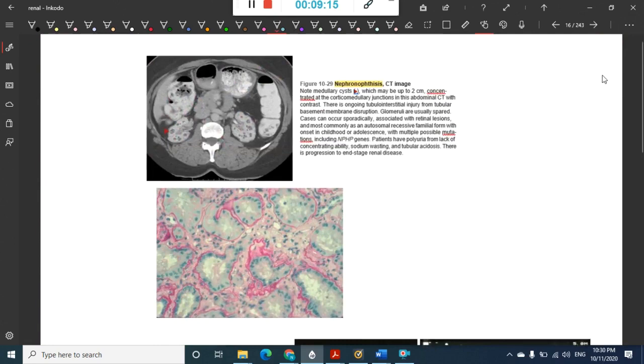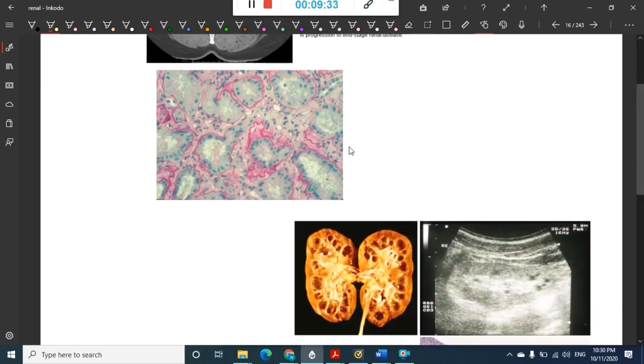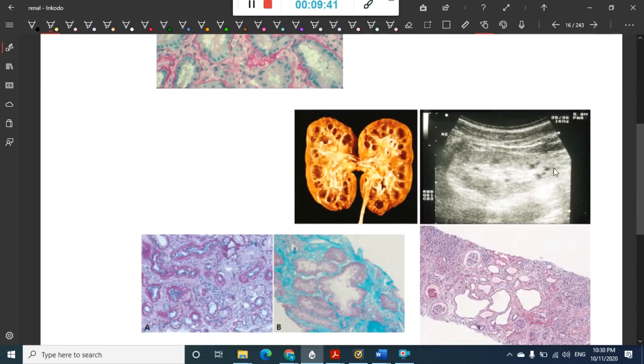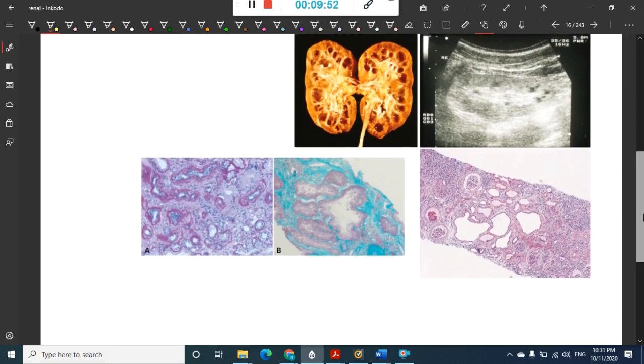Now I'll show you the pictures. This is the CT scan picture which is showing many cysts. The kidneys are almost the normal size, right? And those cysts are in the corticomedullary junction. So this is a nephronophthisis image, and in this you have fibrosis also. This is the ultrasound picture which is showing the cysts. This is the cut section where you see cysts only in the corticomedullary junction.